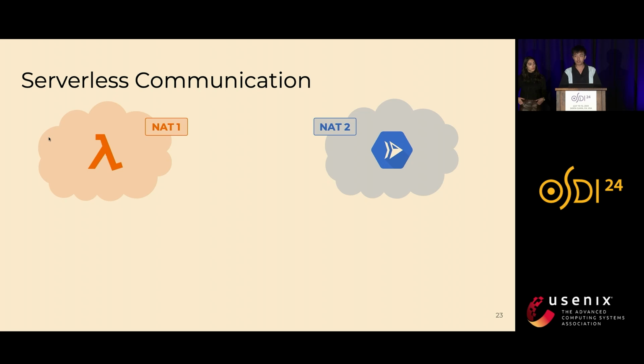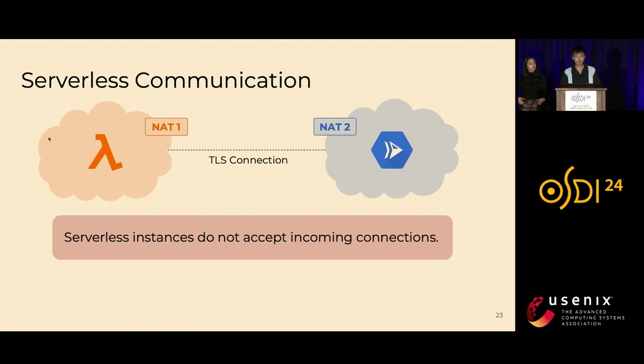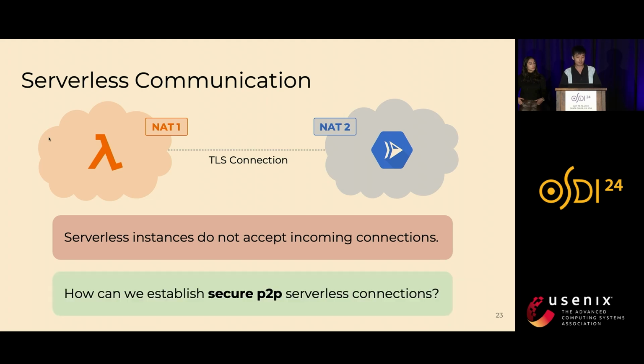Well, introducing serverless is great, but it raises another question about serverless communication. Because many MPC protocols that we need require communication between these serverless functions in a secure way. And this is typically realized in a secure TLS connection. However, we're unable to form secure TLS connections between the serverless functions because the serverless functions operate behind network address translation, which blocks them from accepting any incoming connections. So the question here is, how can we securely establish a P2P serverless connection?